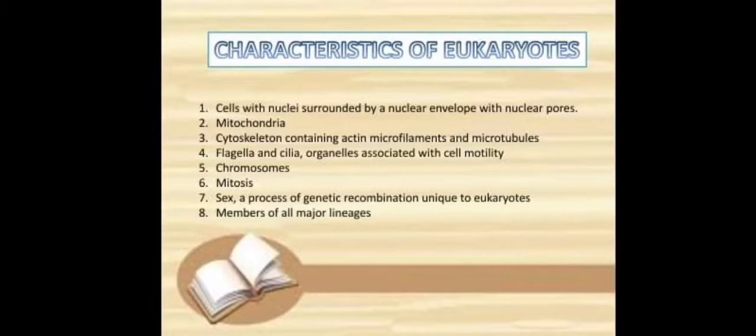And the last one, number 8, is that members of all major lineages have cell walls, and it might be reasonable to conclude that the last common ancestor could make cell walls during some stage of its life cycle. However, not enough is known about eukaryote cell walls and their development to know how much homology exists among them. If the last common ancestor could make cell walls, it is clear that this ability must have been lost in many groups.